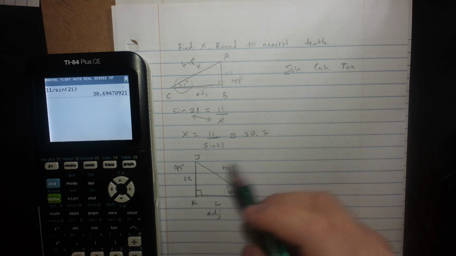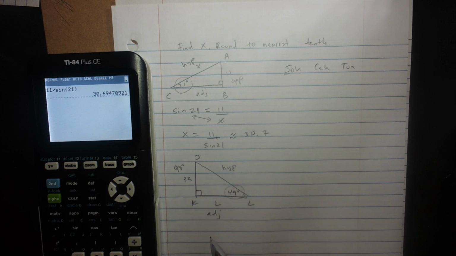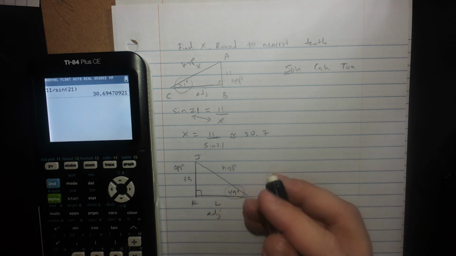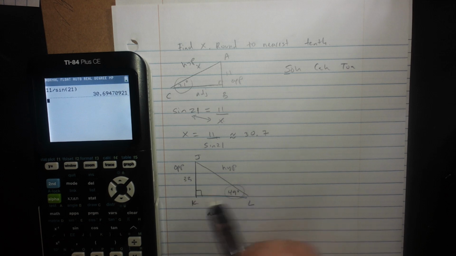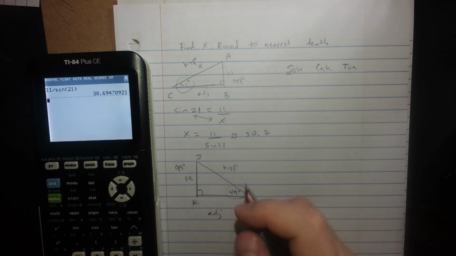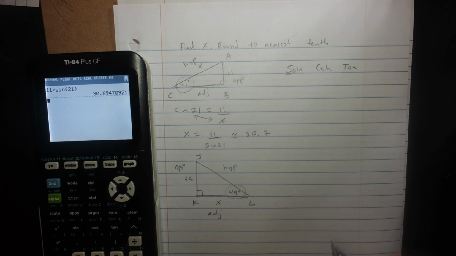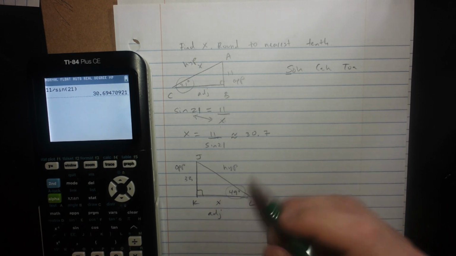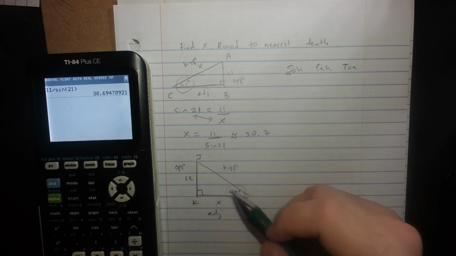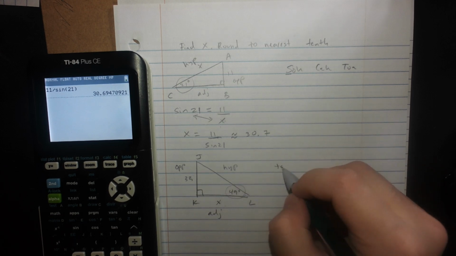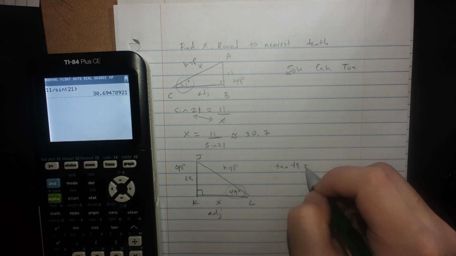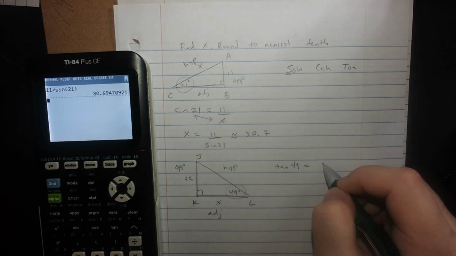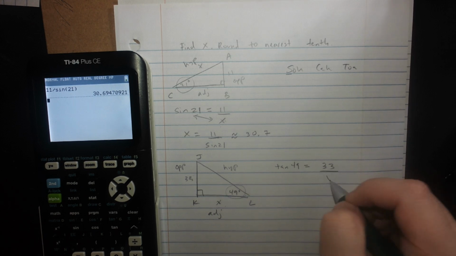SOHCAHTOA, right? So we have the opposite. Oh, I'm sorry, I made a mistake here. The measure of KL is not L, it's actually X. There you go, that's X. All right, so we're going to go ahead and find X. So opposite over adjacent. So tangent of 49 is equal to 33 over X.